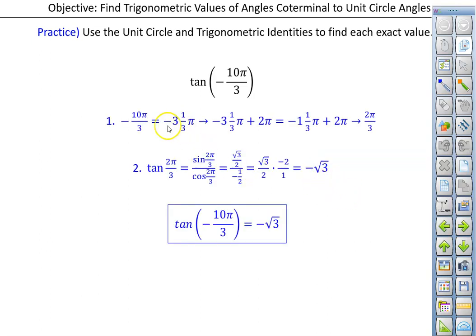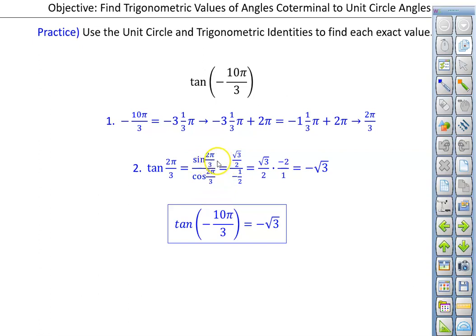So here, negative 10 pi/3, negative 3 1/3 pi. We have to either add 2 pi twice to get to a positive angle in the first revolution, or we can add 4 pi. Either way, we're looking at 2 pi/3 as our coterminal angle. Tangent of 2 pi/3, we have to use the quotient identity. Remember that cotangent, which starts with the C, has cosine in the top, which means that tangent will start with a sine in the numerator's position. So we get this ratio.